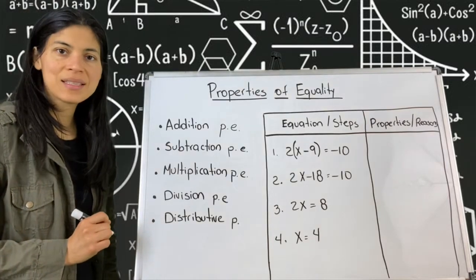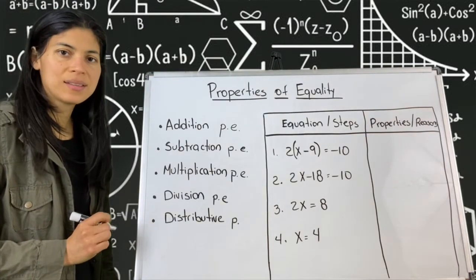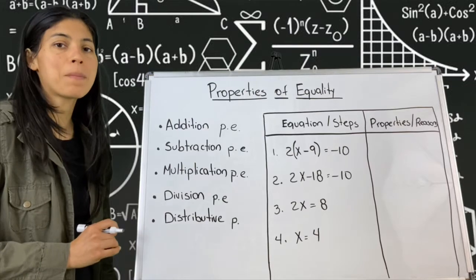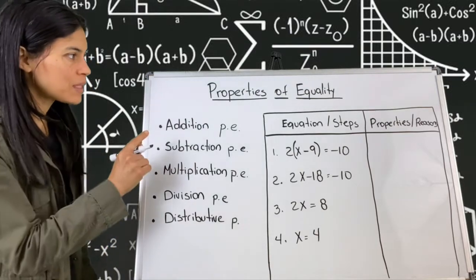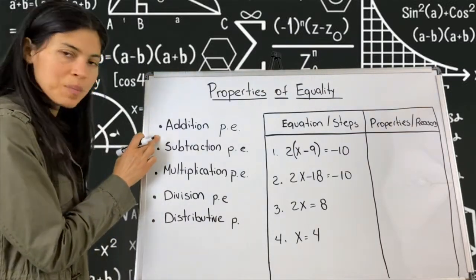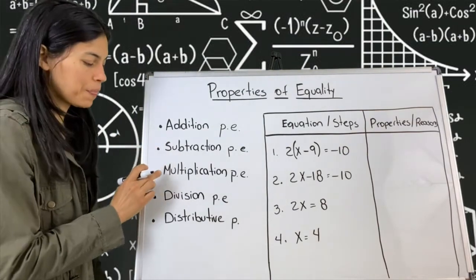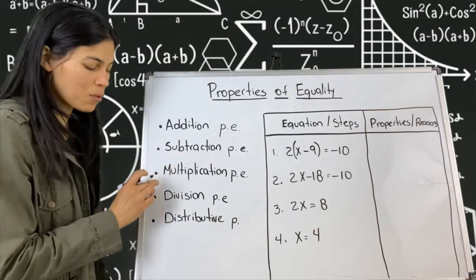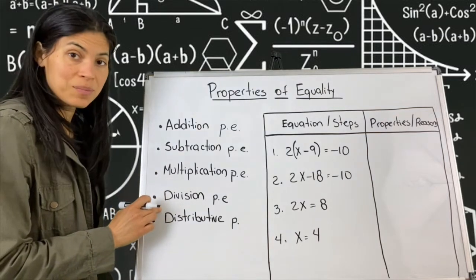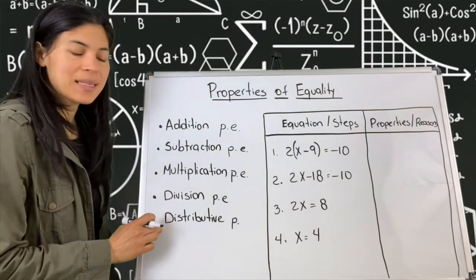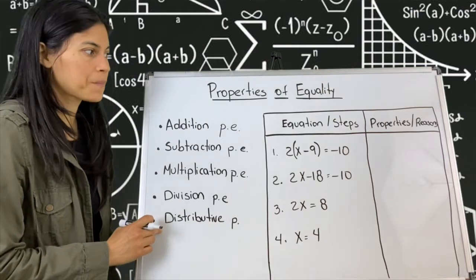Equality means same, equal. So they keep the equation balanced. The properties of equality are the addition property of equality, the subtraction property of equality, the multiplication property of equality, the division property of equality, and the distributive property.